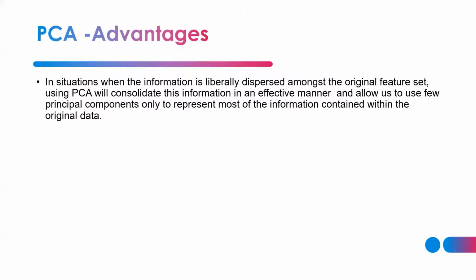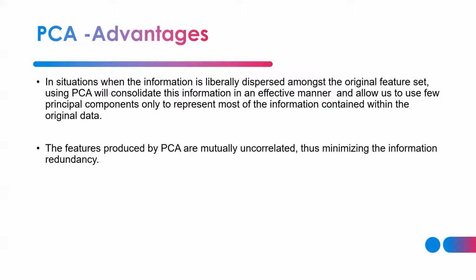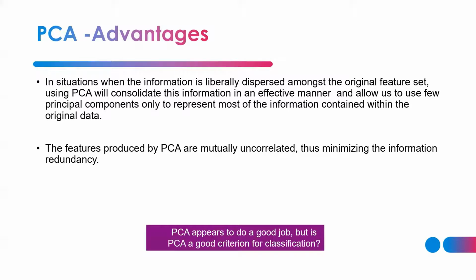Advantages of PCA include that in situations where your information is dispersed across the dimensions, PCA will consolidate that in an effective manner and allow you to use a few principal components to represent the whole set of information. Features produced by PCA are also mutually uncorrelated, so it minimizes the information redundancy, which is good for any classification problem. So PCA looks like it's doing a good job, but is PCA really a good criterion for classification?